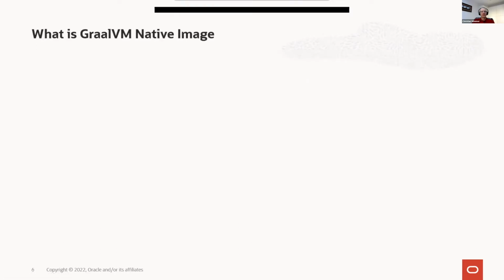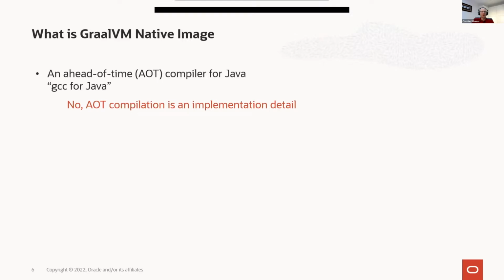With that, what is GraalVM native image? The central question of this talk. I'm spending quite a bit of time on that because my mission is to correct Twitter and correct some, not all, even of our own marketing materials, because it's so easy to say, well, GraalVM native image is an ahead-of-time compiler for Java. And it's like, well, what is native image? Think of it like GCC for Java. And I think from a conceptual point of view, that's wrong, because surprisingly, ahead-of-time compilation is actually an implementation detail of GraalVM native image.